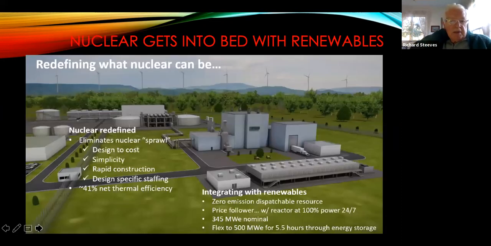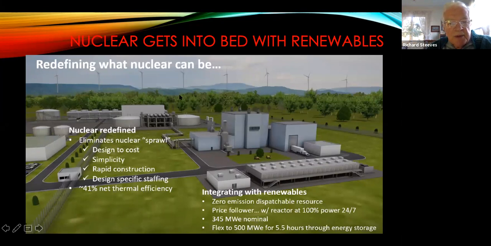So I come to this slide near the end here. Nuclear is getting into bed with renewables. We shouldn't be fighting each other. We're never going to leave the fossils underground if we fight and compete and argue over various things. Nuclear needs to be redefined to eliminate its sprawl, to reduce the cost, and make it simple. This is an example of a nuclear plant, and behind it are some molten salt containers. Basically these are hot salt, and they act as batteries to integrate with renewables.